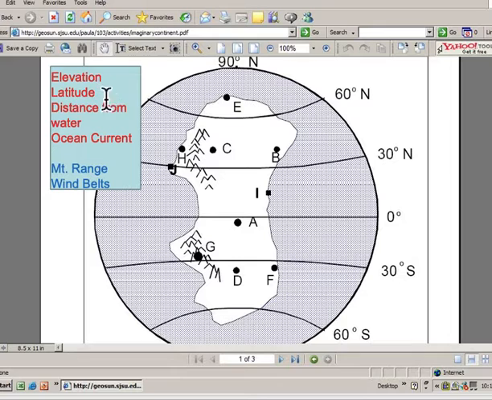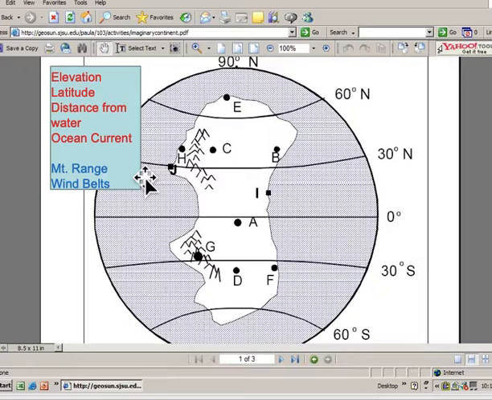How about latitude? Well, they're both about the same latitude. Looks like it's about 40 degrees north. So latitude won't be different from H to C, so latitude won't be a big climate factor. Distance from a large body of water, that might be a factor because H is on the coast and C is inland, so I'm going to have to look at that one. I don't have any information on ocean currents, so I'm going to skip that one.